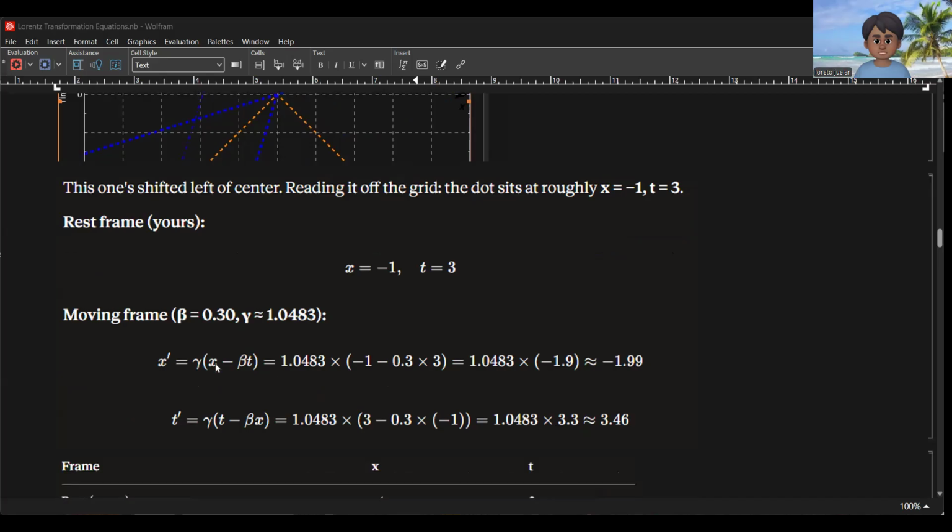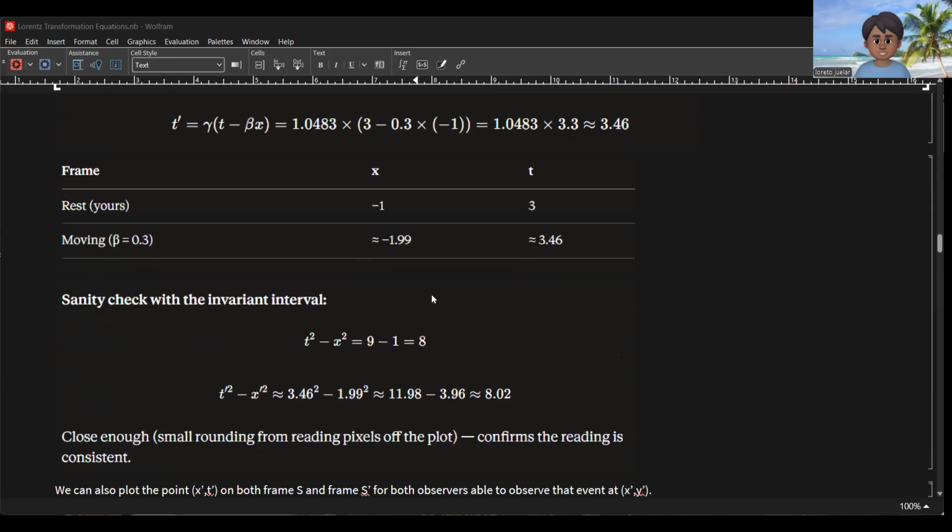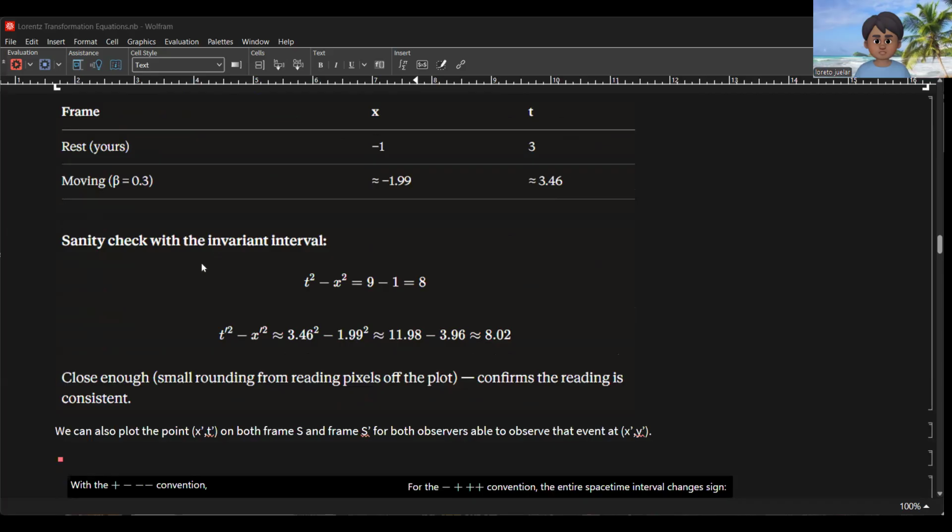So the x prime here, by substitution, is equal to -1.99, and the t prime here is equal to 3.46. So we have the summary here. Now a sanity check with the invariant interval. So t squared minus x squared equal to 9 minus 1 equal to 8.